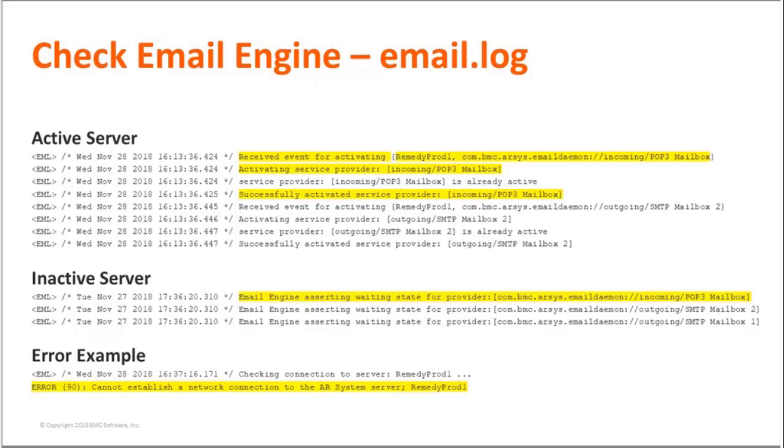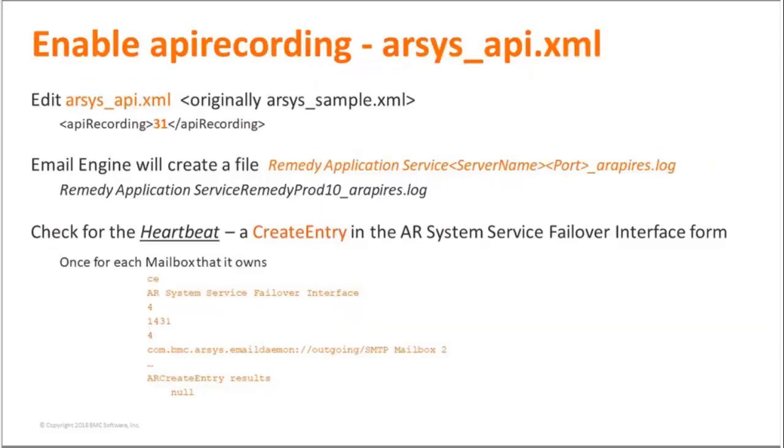Another thing to look for in the logs is an error message. An example might be that the heartbeat isn't being updated because the email engine couldn't connect to AIR server. So we'll look for something like this where it says it had a problem connecting to the AIR server. And that's going to explain why the heartbeat wasn't updated and also why it didn't receive an event for activating or asserting its waiting state.